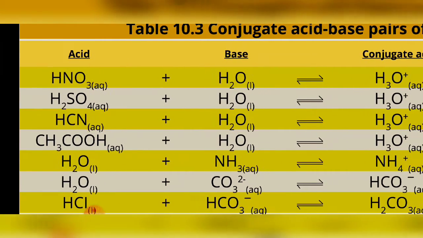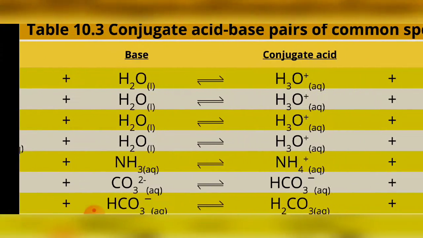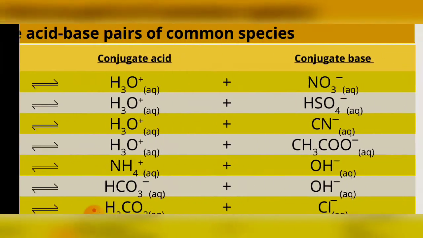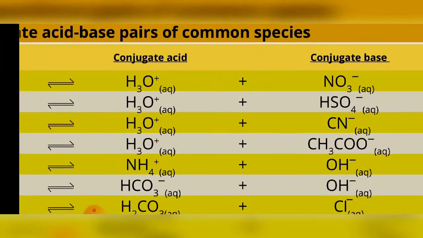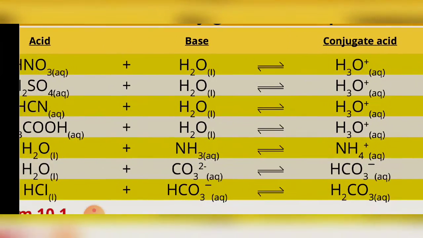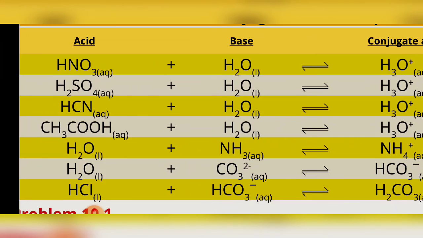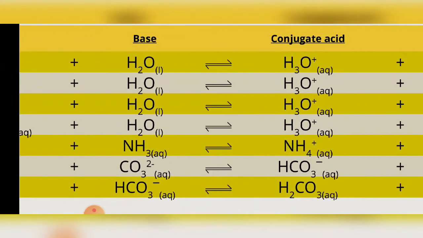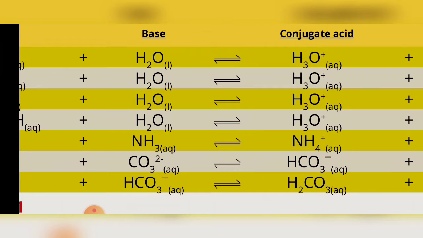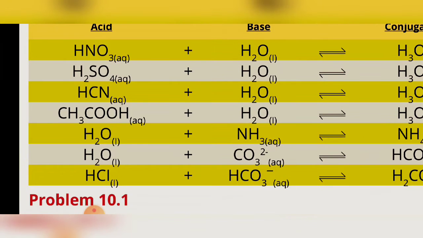Similarly, sulfuric acid will also convert into hydronium ion, which is the conjugate acid, and the hydrogen sulfate ion, which is the conjugate base. Similarly with hydrogen cyanide, hydrogen cyanide will convert into its conjugate base, and water will convert to a conjugate acid by accepting hydrogen.